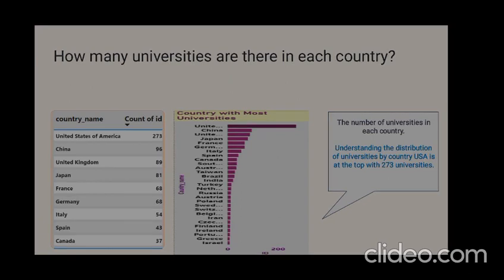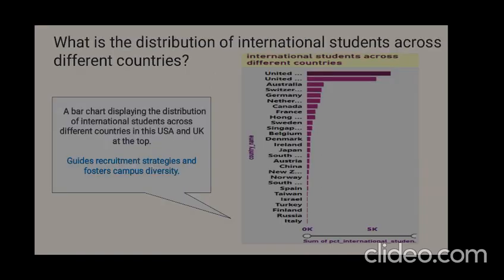Now, moving towards our next question. What is the distribution of international students across different countries? A bar chart displays the distribution of international students across different countries. USA and UK are at the top, followed by Australia, Switzerland, Germany, Netherlands, Canada, etc. This helps in guiding recruitment strategies and fosters campus diversity. Now we move towards our next question.